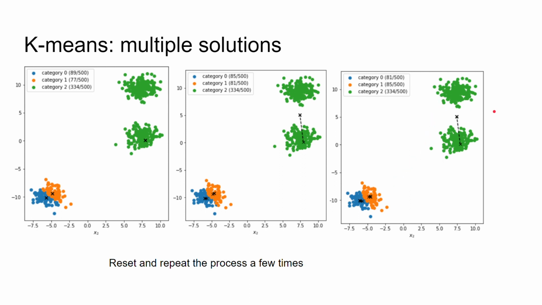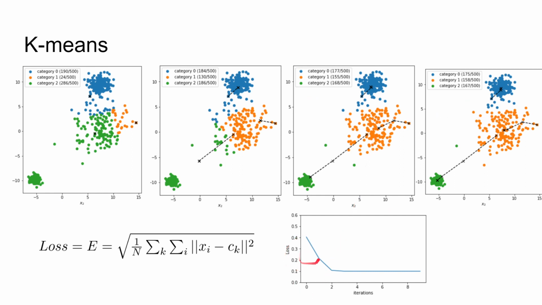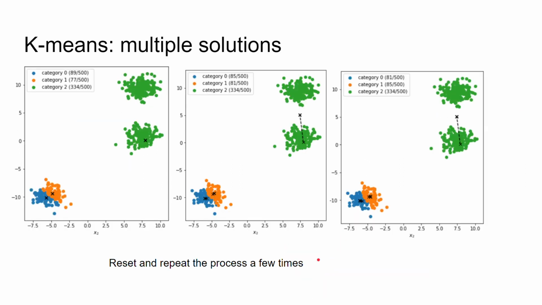So if you want to deal with that, what you'll often do is run k-means a bunch of times, four or five times, and then choose the run that has the smallest loss. That should give you a nice categorization. Okay, so definitely a thing to watch out for.